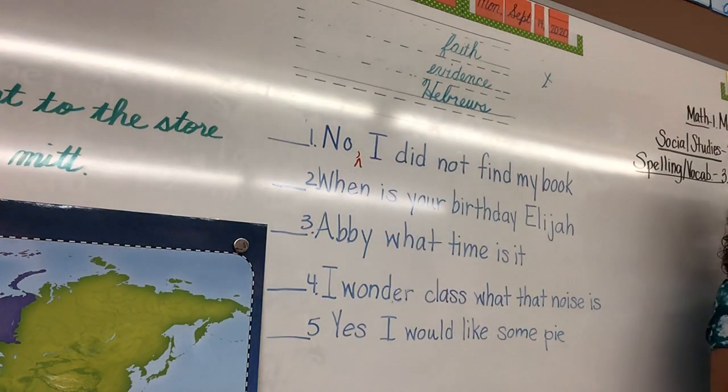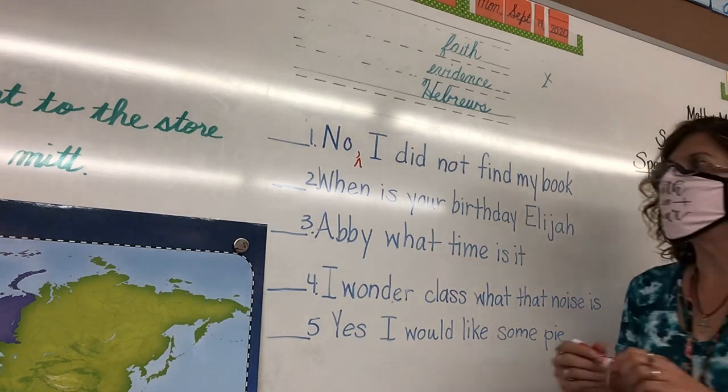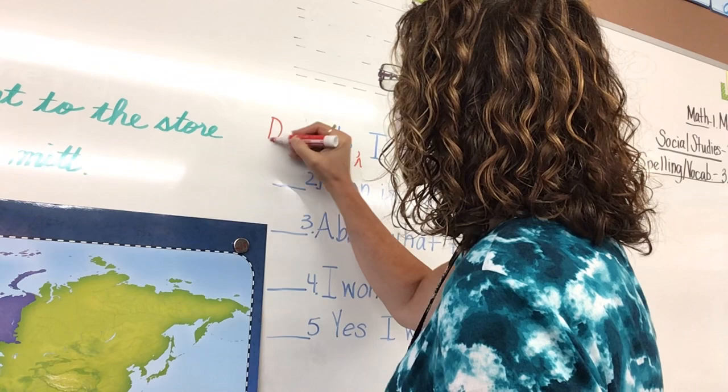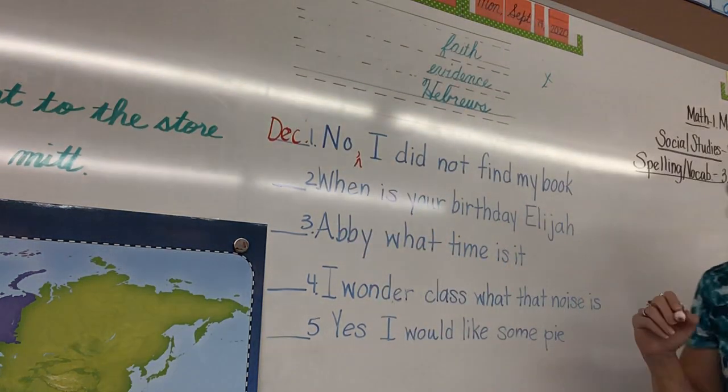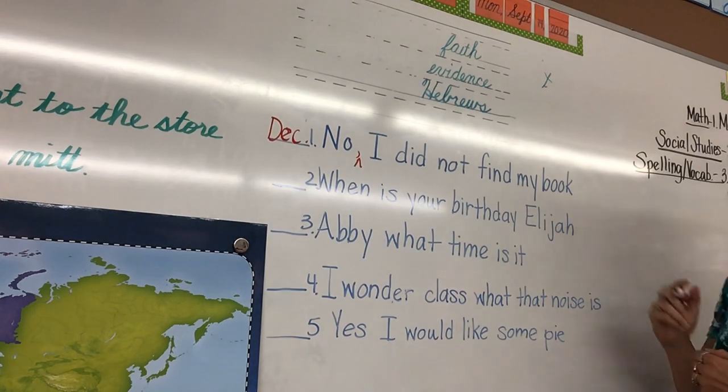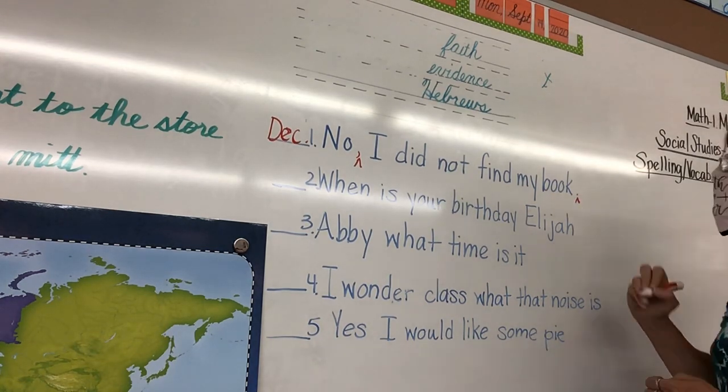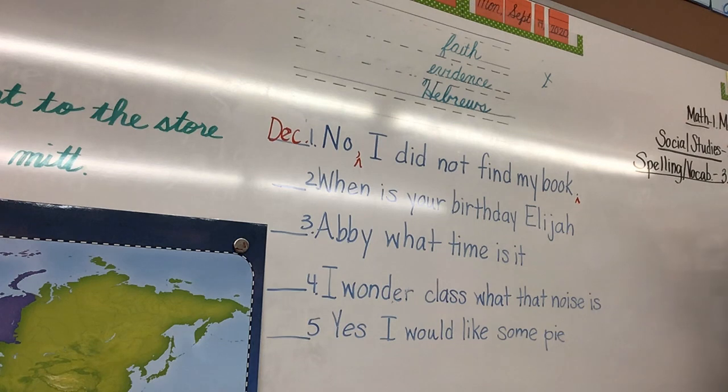Now, what kind of sentence is it? Declarative. So we would put DEC. And Owen, how would we punctuate it? With a period. Insert a period. When is your birthday, Elijah?